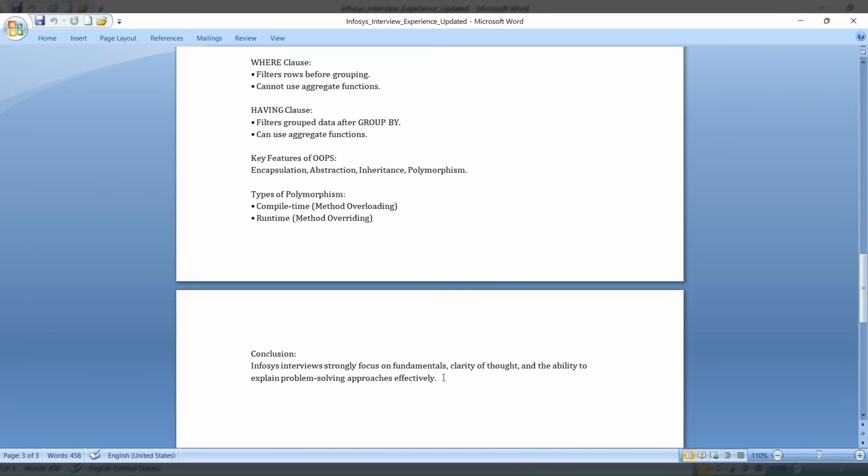The conclusion is the Infosys interview is strongly focused on fundamentals. So make sure your fundamentals are very strong. Your clarity of thought, what you are saying, is very important, and your ability to explain the problem very clearly, simply and very effectively.